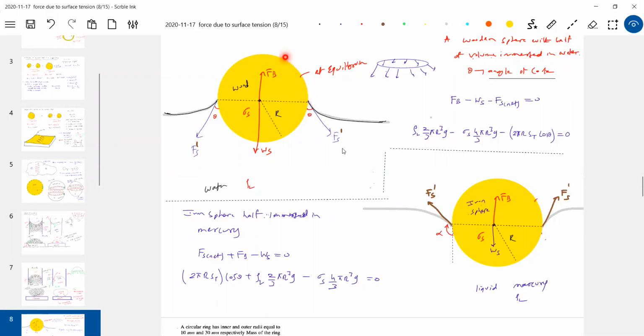So it will be like this. I'm not bothered about that; I'm bothered about the forces on the wood. So these are the forces acting on the wood. On the iron sphere. This is on the wood.